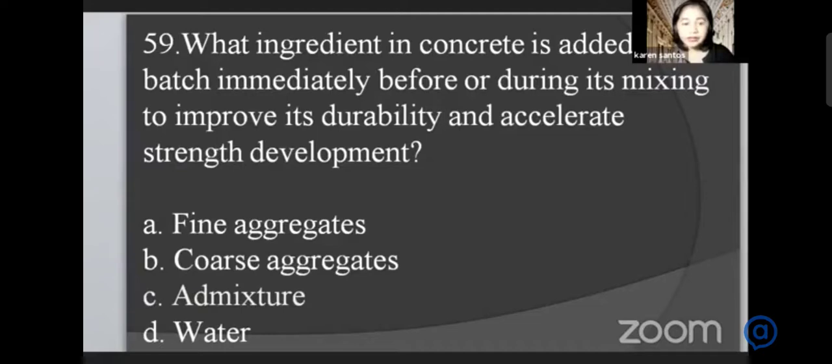Okay, next, number 59. What ingredient in concrete is added to the batch immediately before or during its mixing to improve its durability and accelerate strength development? A. Fine aggregates. B. Coarse aggregates. C. Admixtures. D. Water.